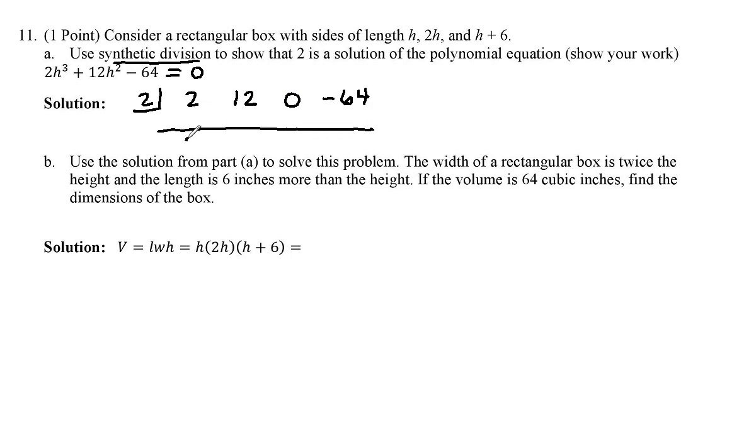And now 2 comes down, multiply out in front, bring the next column, add. So 2 times 2 is 4 here, 12 and 4, 16. 16 times 2, 32. 0 and 32 is 32. 32 times 2, 64. Comes over the next column. Negative 64 and 64 is 0.